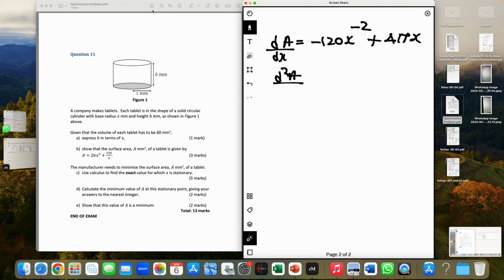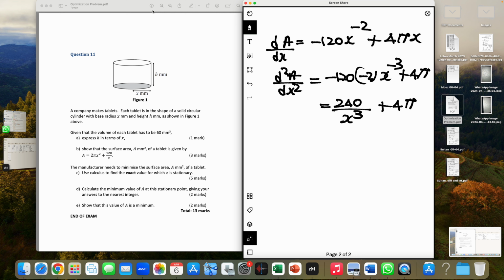Differentiate: d squared A by dx squared is equal to minus 120 times minus 2 x to the power of minus 3 plus 4 pi. It will be 240 over x cubed plus 4 pi. Okay, so x is the radius, so it is always positive. 240 is positive, so 240 over x cubed is positive, plus 4 pi is positive.